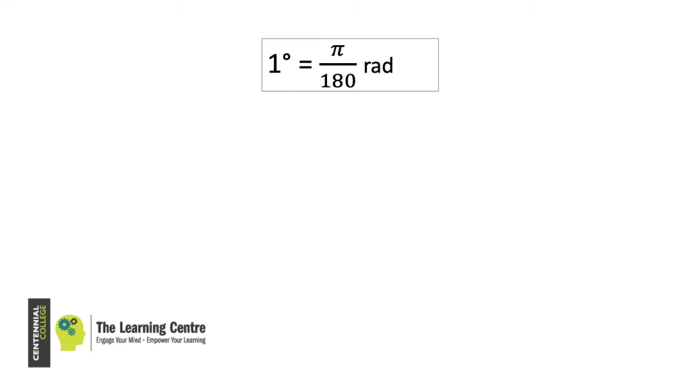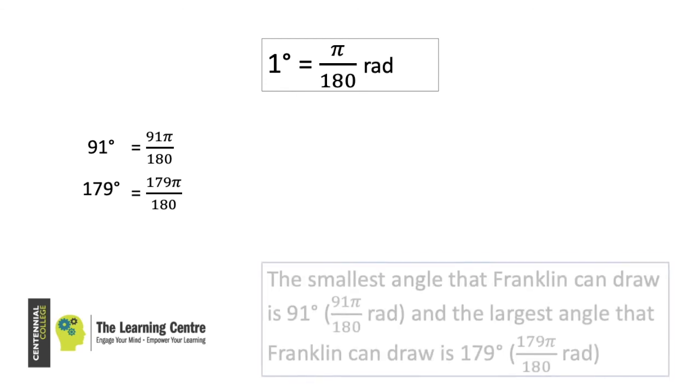And so all we have to do to determine the radians of 91 degrees and 179 degrees is simply to multiply the right hand side by 91 degrees and by 179 degrees. So 91 degrees converts to 91 pi over 180 rad, and 179 degrees converts to 179 pi over 180 rad. These fractions cannot be reduced any further, and so we have our final answer.